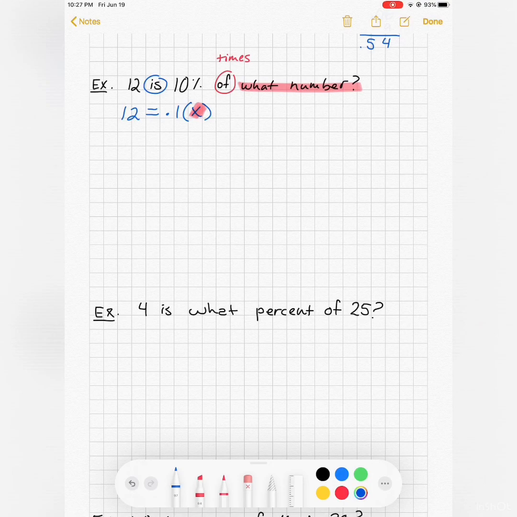So I have a couple options. I could divide by 0.1, or I could do this. So I know 0.1 is the same as 1/10. It's easier to work with fractions sometimes because then I could just multiply both sides by 10. So x is 120. So 12 is 10% of 120. That makes sense. That's kind of an easy one.